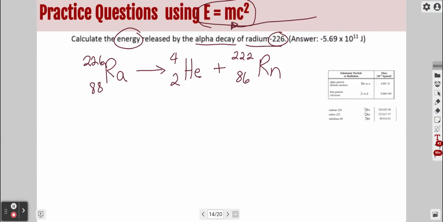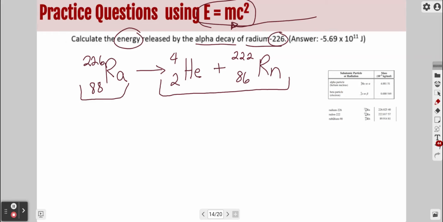All right, so in this case, we need to now figure out how much mass was lost. Our products are going to have less mass than our reactant. So we need to add up the masses of our products.